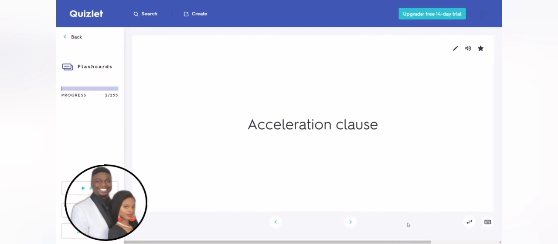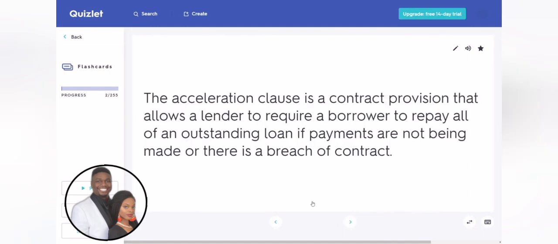Acceleration clause. The acceleration clause is a contract provision that allows a lender to require a borrower to repay all of the outstanding loan payments if they are not being paid or there is a breach of contract.